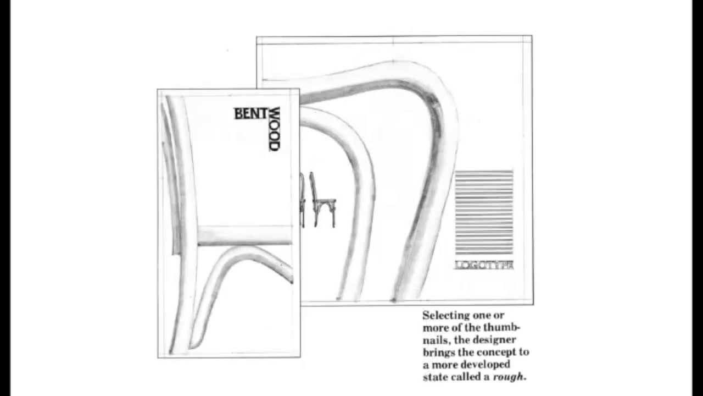The next stage is something called a rough. Selecting one or more of the thumbnails, the designer brings the concept to a more developed state. This would be actual size. This would be a tight drawing of what the images would actually look like. Headlines might actually be drawn as accurately as possible. Body copy would be indicated with a series of parallel lines representing the visual weight of lowercase type.